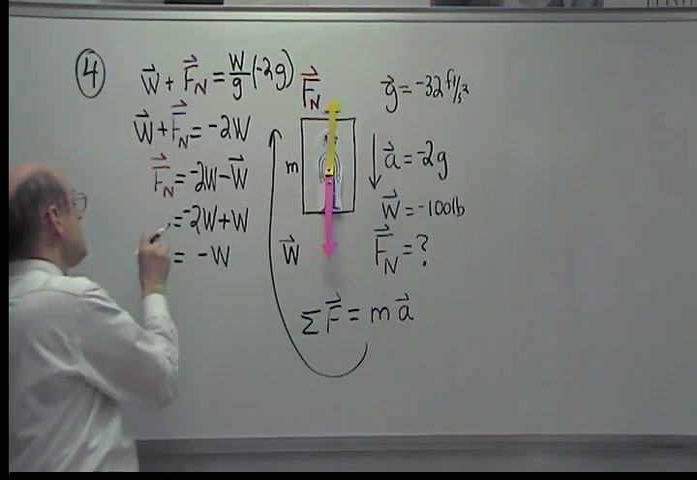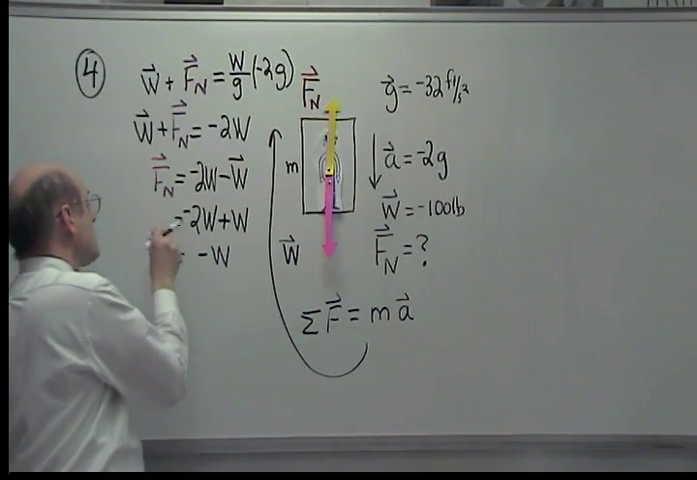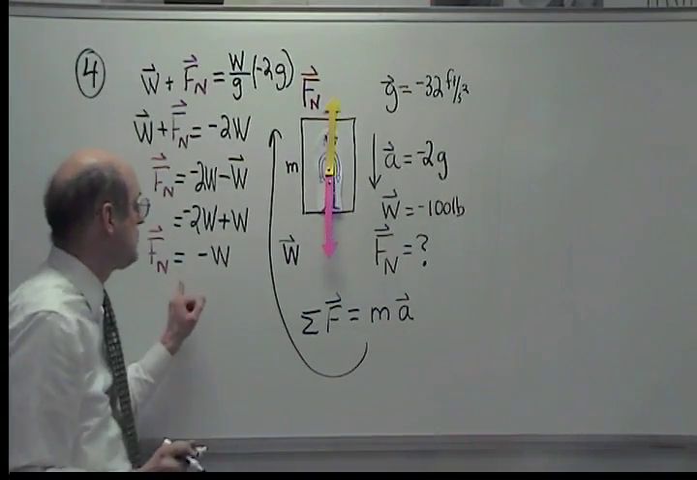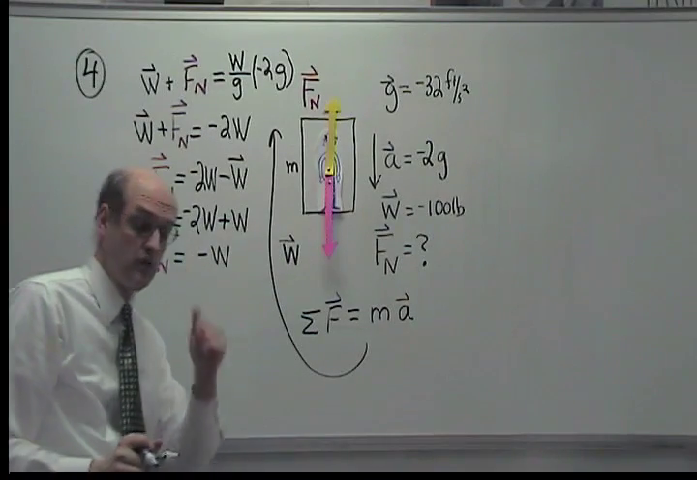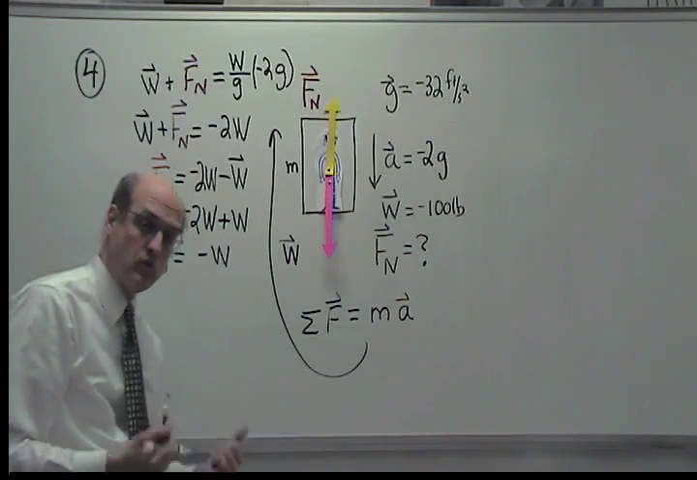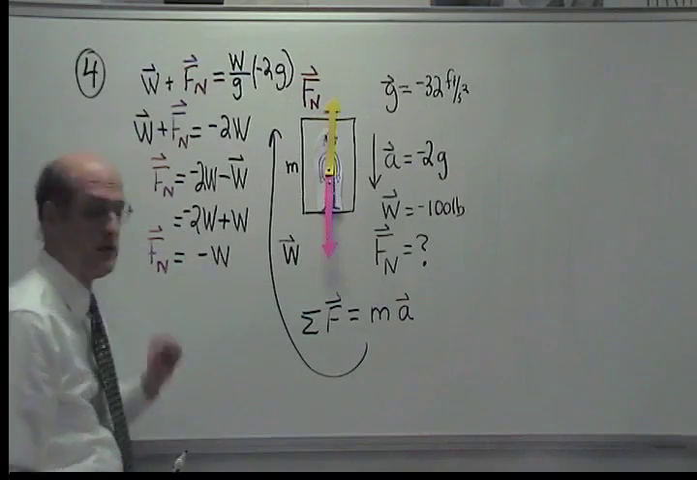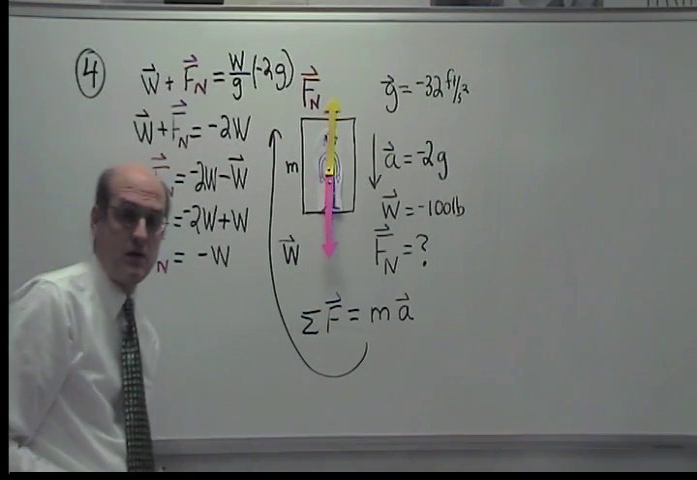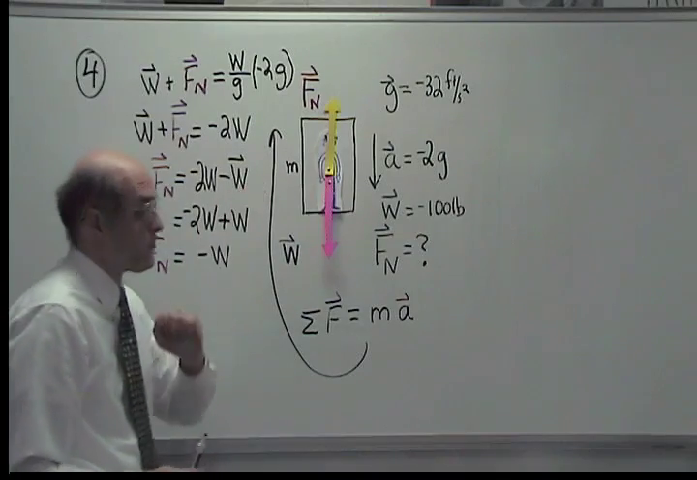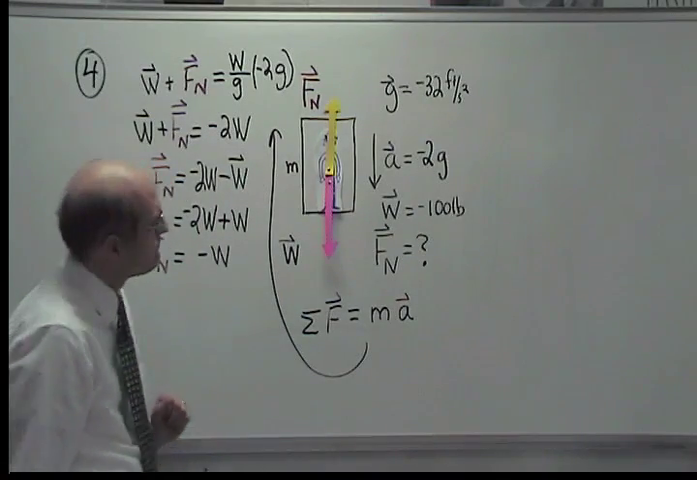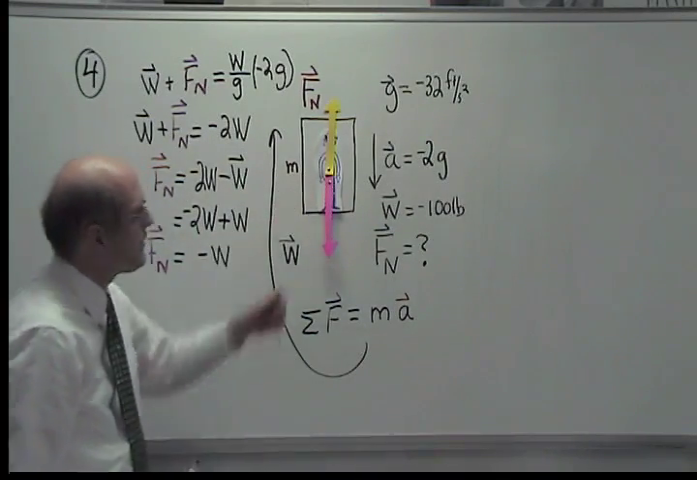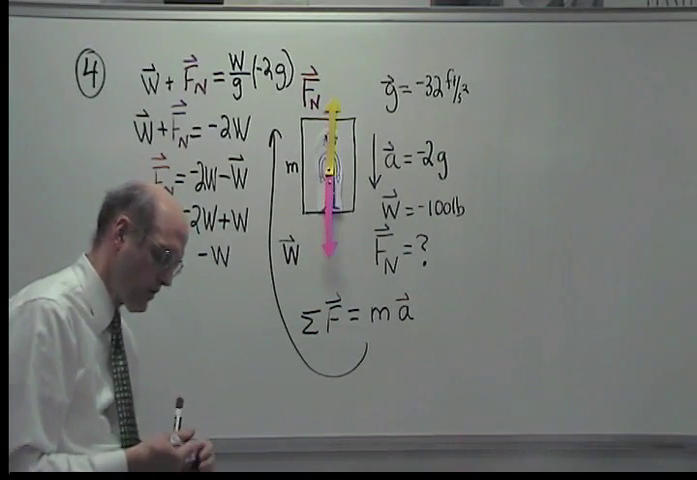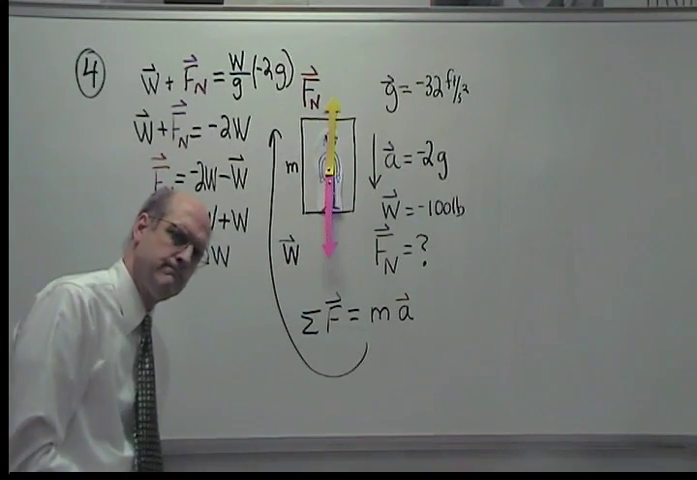In other words, the normal force on the person is equal to the negative of the magnitude of the person's weight. So the direction of the normal force, according to this, is down, and its magnitude is equal to 100 pounds. It's strange, isn't it? Because here I'm showing normal force acting upward. So did I make a mistake?